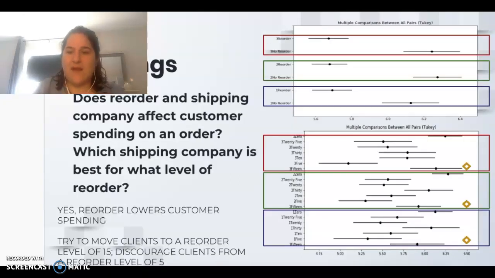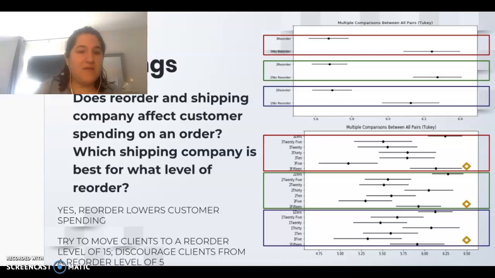The next thing that I looked at was if clients have products on reorder, meaning that they're going to be automatically ordered when their inventory gets to a certain level. And what I found here is that reorder does matter. There is a difference between orders that have a reorder on them and orders that don't. And you can see that in this top image here.